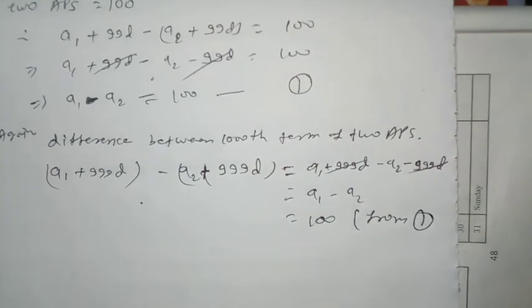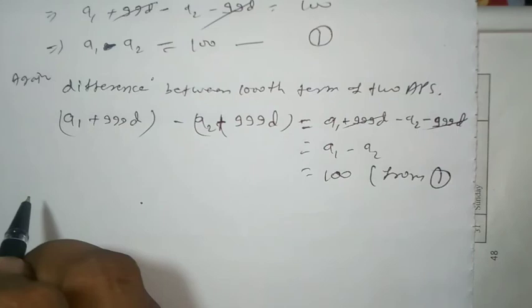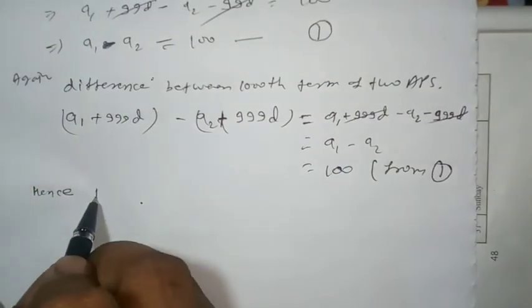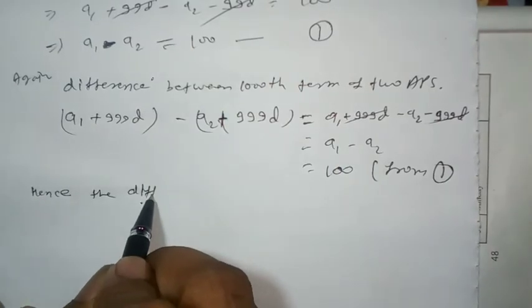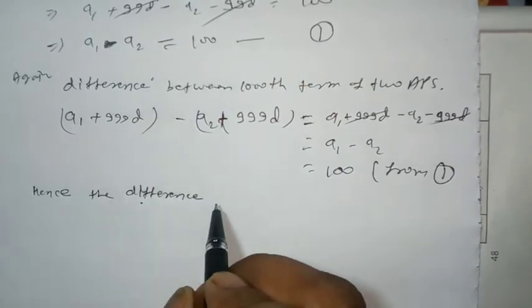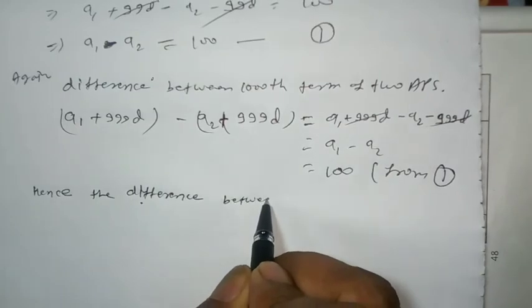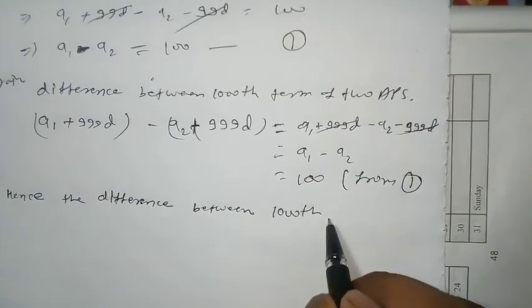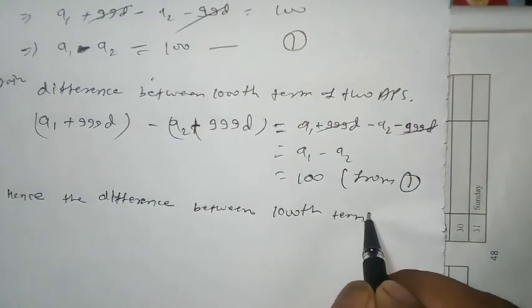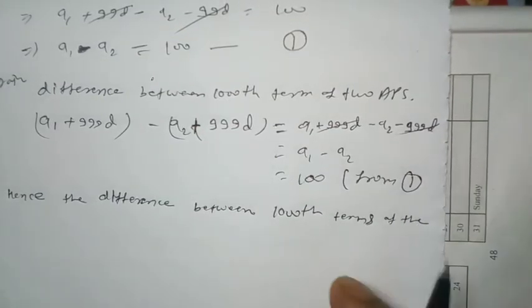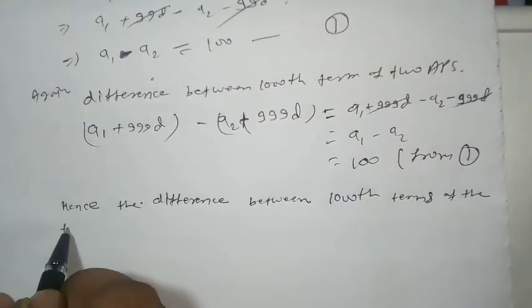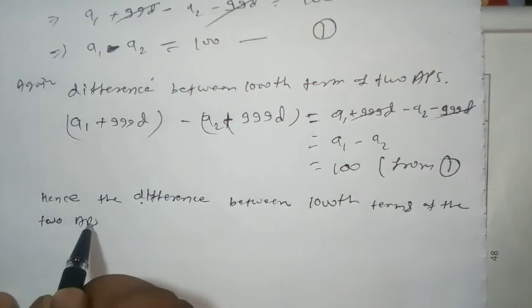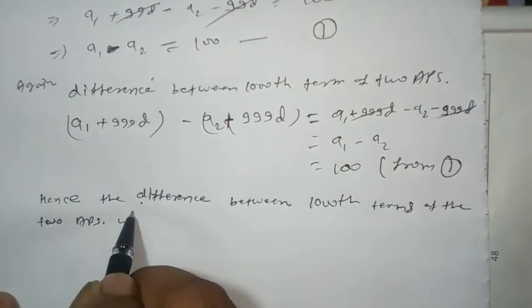Hence the difference between the 1000th terms of the two APs will be 100.